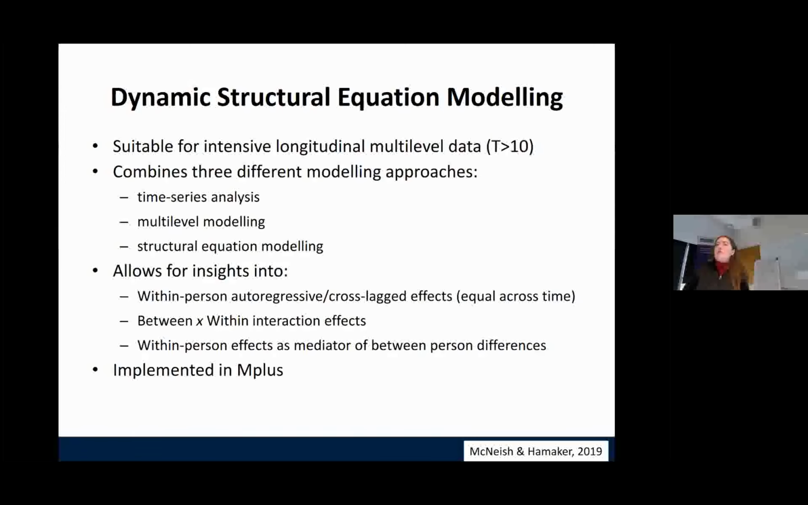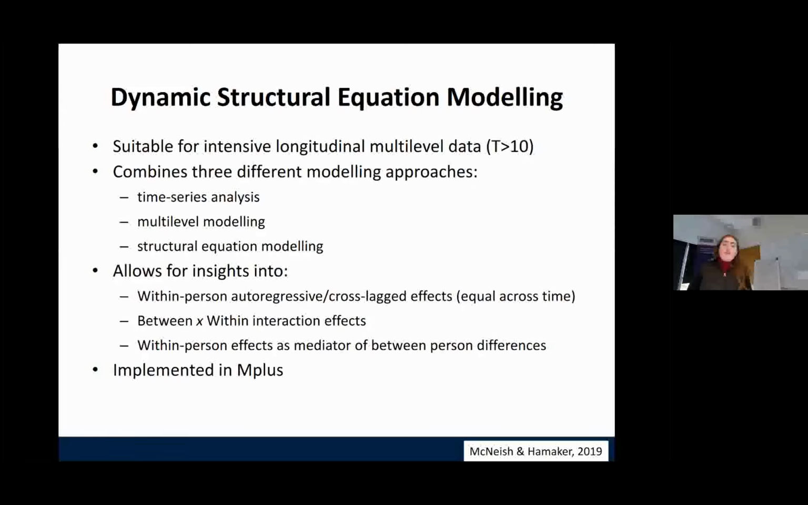It's not too different from the random intercept cross-lag panel model, but it allows for the incorporation of many more time points. So I would say at least 10 time points, but it depends on the ratio you've got between the number of participants and the number of time points. So the more participants you have, the fewer time points you need. For decent power, for example, if you've got 25 time points, you need around 150 participants to do reasonably complex analyses.